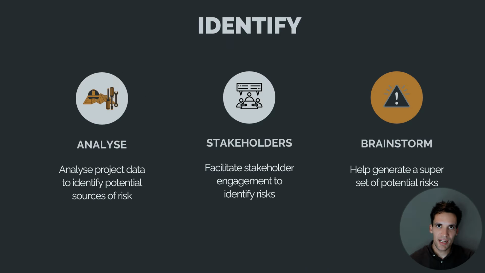So let's see how ChatGPT can help us in the identifying risk stage. Well, to begin with, ChatGPT can analyze project data to identify potential sources of risk. So we can ask ChatGPT to review the project documentation and to get it to identify sources of risk. We could also use it to facilitate stakeholder engagement. So we could use ChatGPT to create a questionnaire that we send out to stakeholders to coach them through the process of identifying risks. And then we could also just use it in a brainstorming function to help generate a superset of all the project risks.